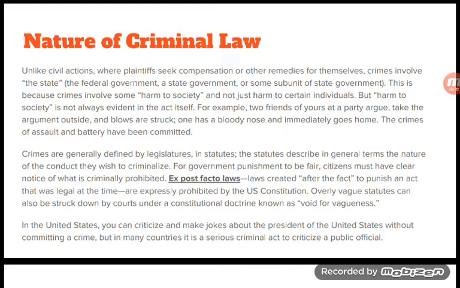This is because crimes involve a harm to society, although harm to society is not always evident in the act itself, is what the text says. This means that the harm might seem like it was specifically done perhaps to one person. If someone comes up and does battery to me, someone comes up to me, punches me in the stomach, it might seem that, was that really harm to society? That was just harm to Dan.